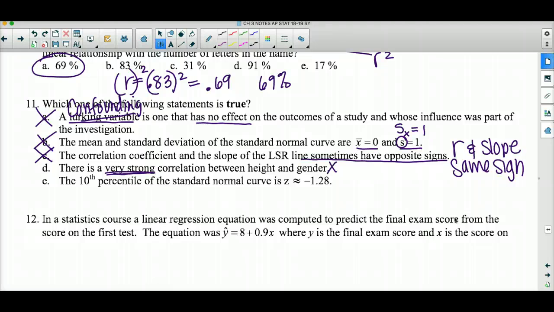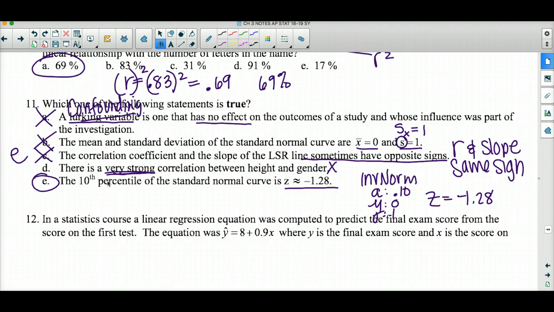This is actually the right answer, and this one goes back to chapter 2. Who can remind me how, if I give you a percent and I want to find the z-score, how do I do it? Inverse norm. If you do inverse norm and your area is 0.10, your mu is 0, and your sigma is 1, you will get z equals negative 1.28. So that answer is E.